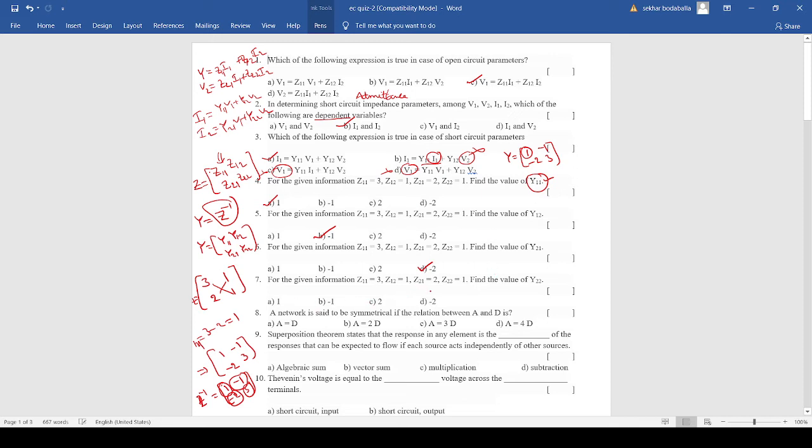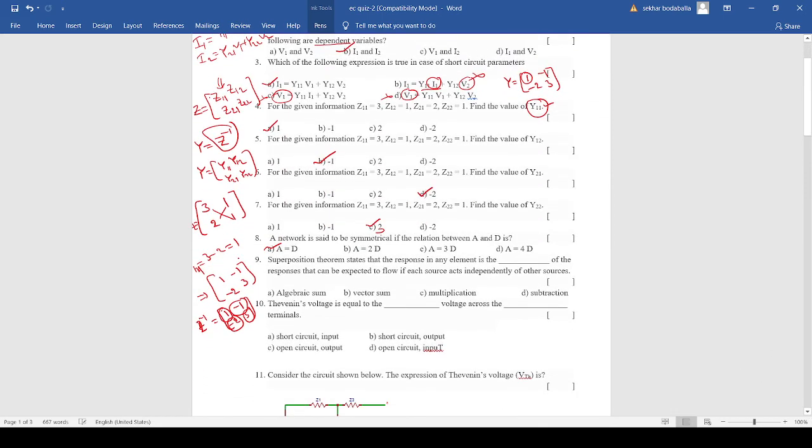So see, option C has to be 3. Change this to 3. So option C will be the correct answer for this. 8th question. A network is said to be symmetrical if the relation between A and D is, if A is equal to D, then the network is said to be symmetrical. So option A is the correct answer.